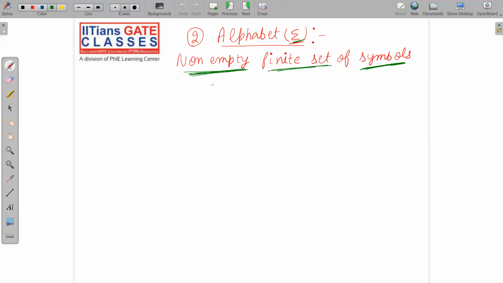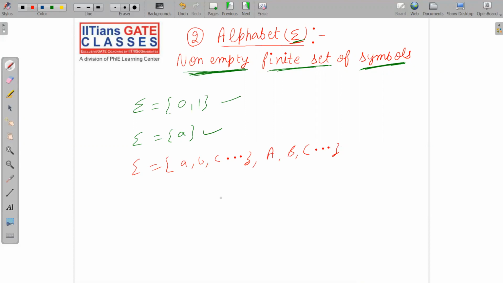So let's take examples of alphabet. Say alphabet can be {0, 1}. Yes, this is a perfect example of alphabet. Sigma can be {a}. This is a perfect example of alphabet. Then sigma can be {a, b, c, up to z} and capital A, capital B, capital C up to Z. Yes, this is a perfect example of sigma. And can I say like this? Sigma can be {1, 2, 3, 4}. This is a good example of alphabet. We can take numbers also, 1, 2, 3, 4.